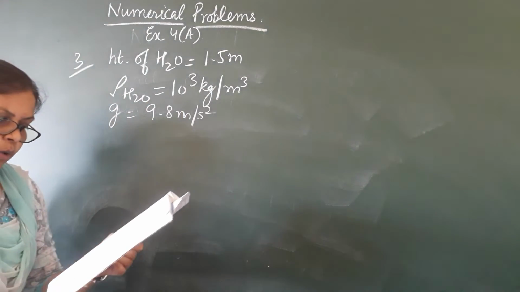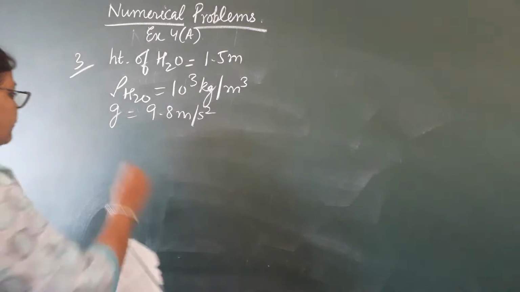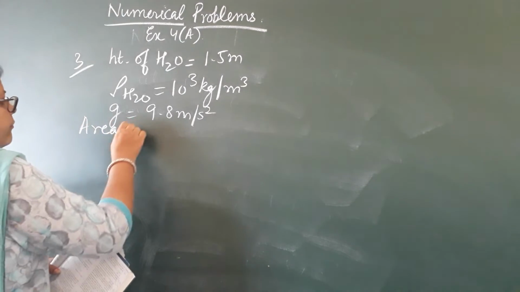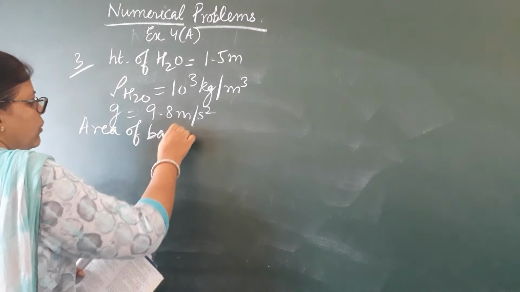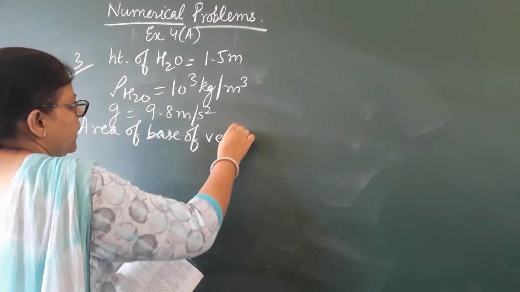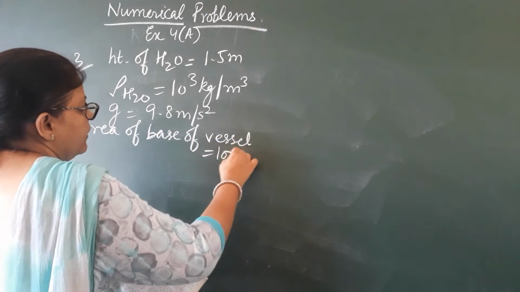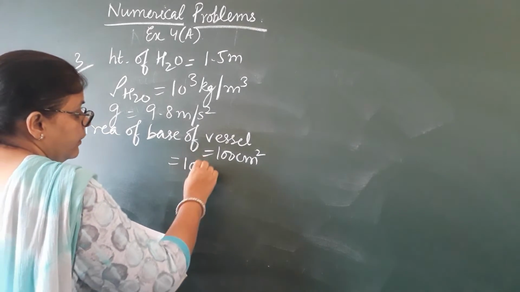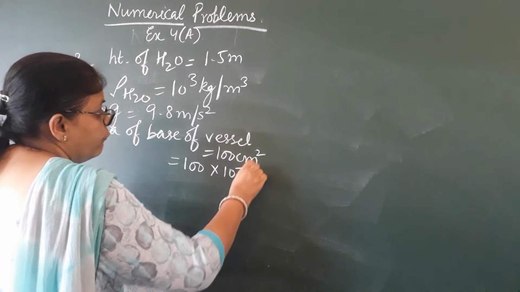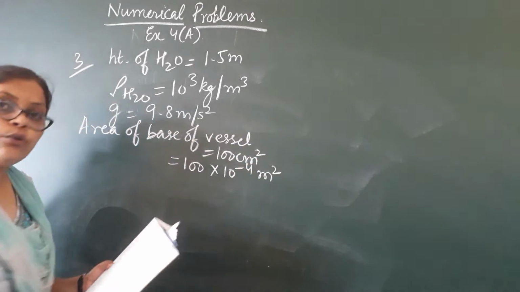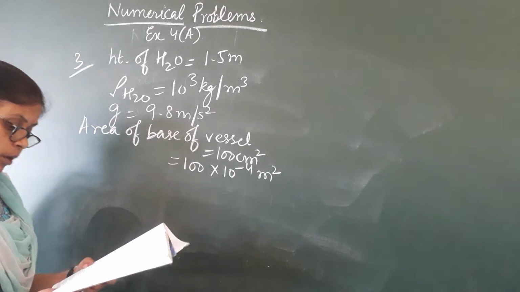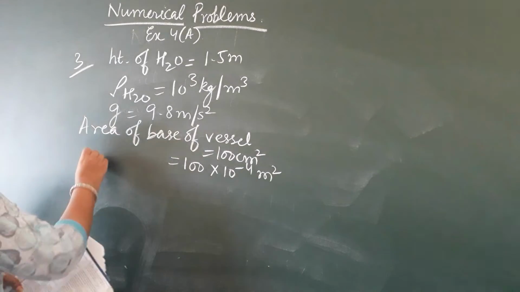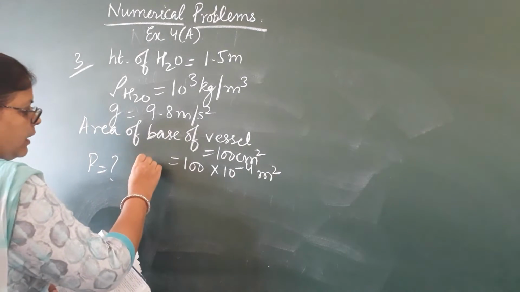Okay. Now, what else is given? The area of the base of the vessel. So, the area of the base of the vessel is given to be 100 square centimeters. Please do the conversion. Remember, that will be 100 into 10 to the power minus 4. Do not forget to do the conversion. Now, what all you are supposed to find out? Pressure and thrust. You are supposed to find out pressure and thrust.